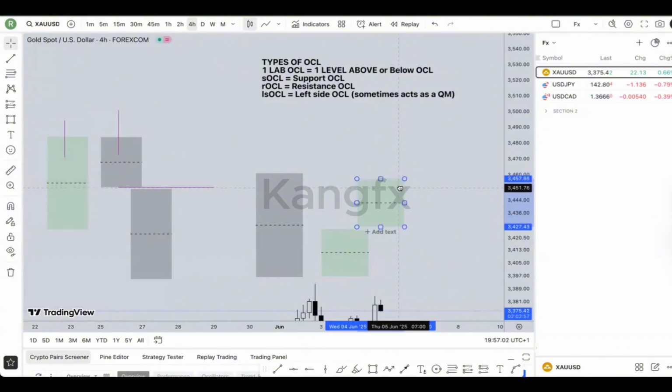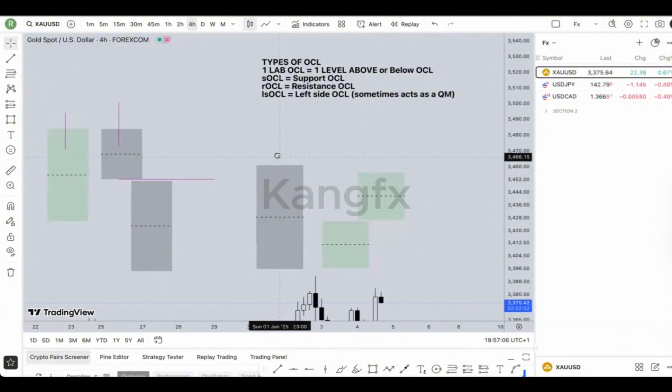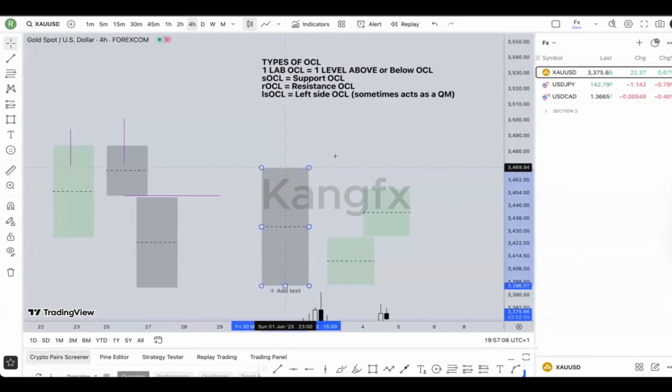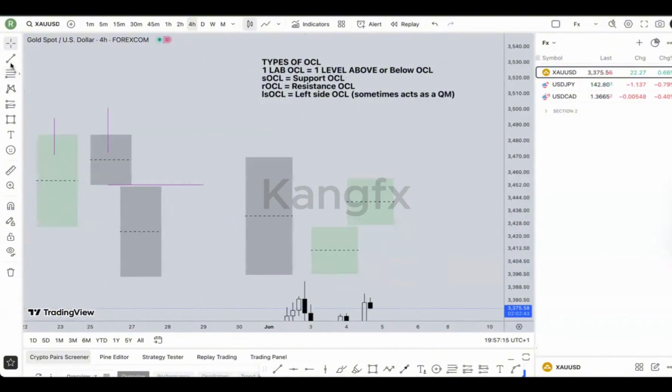Now, these OCLs I'm teaching you, they are very important. For now, I'm only teaching you the types. I'm not showing you guys how to use it, but these are the OCL you see me use mainly. This is the only kind of OCL you see me use whenever I'm trading, if you've been following up on my TikTok page.